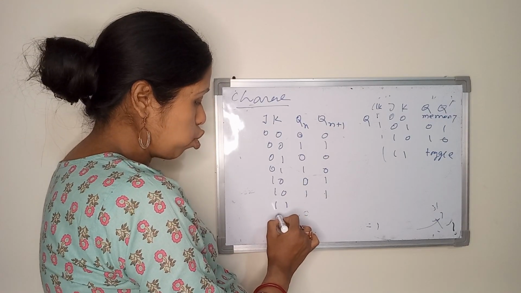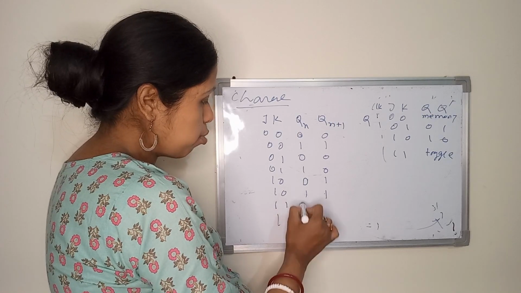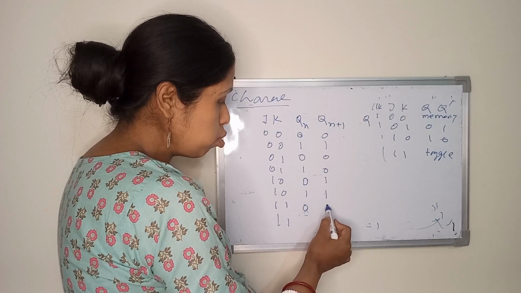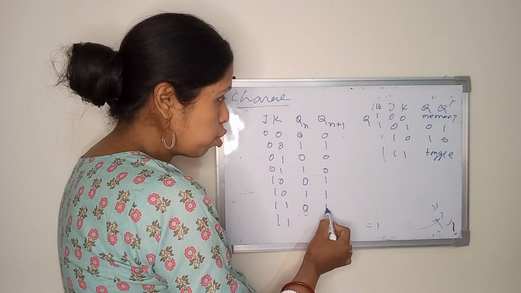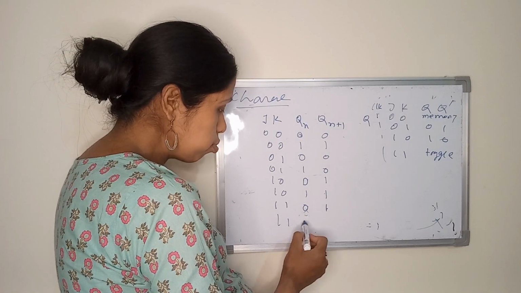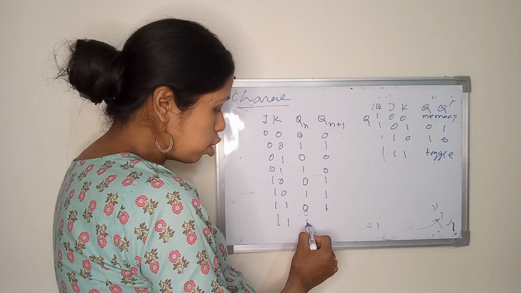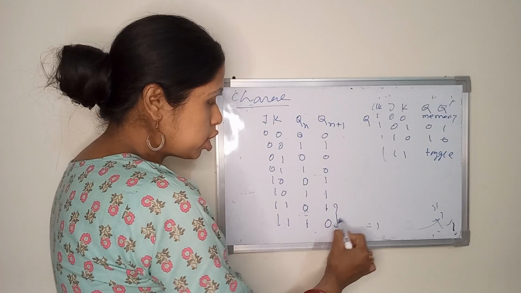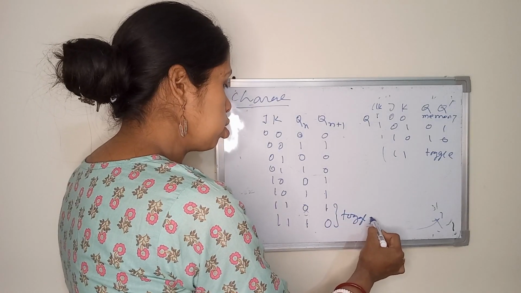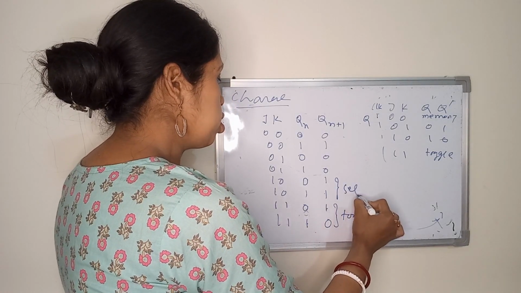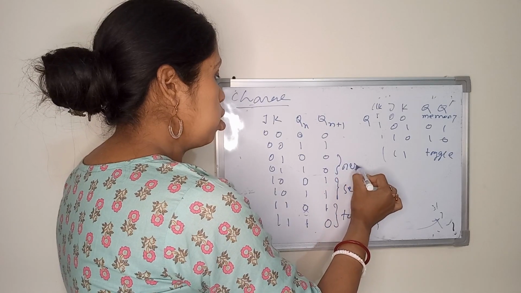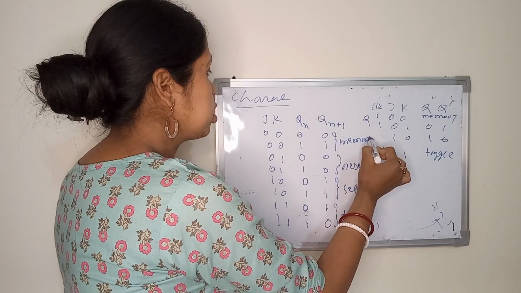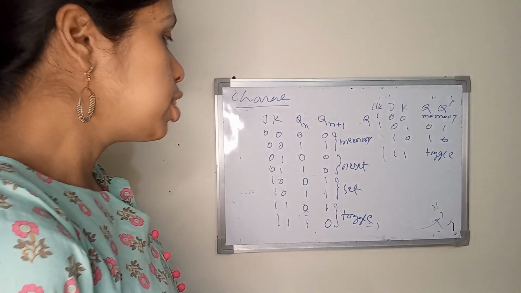Now I come to the 1, 1 combination. In the 1, 1 combination, if my past value is 0, it toggles: the complement of the past value appears in the present value. Again, if my past value is 1, the complement of the past value appears in the present value. So 1, 1 is the toggle condition, while 0, 1 and 1, 0 are set and reset, and 0, 0 is memory. Okay, this is the characteristics table for the JK flip-flop.